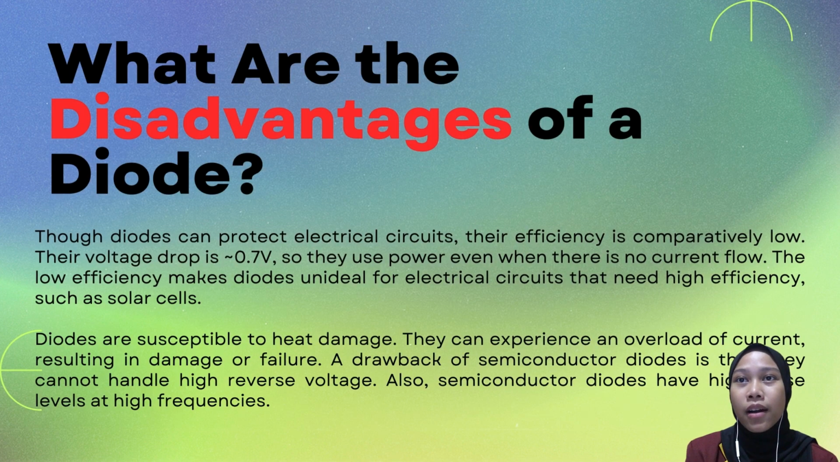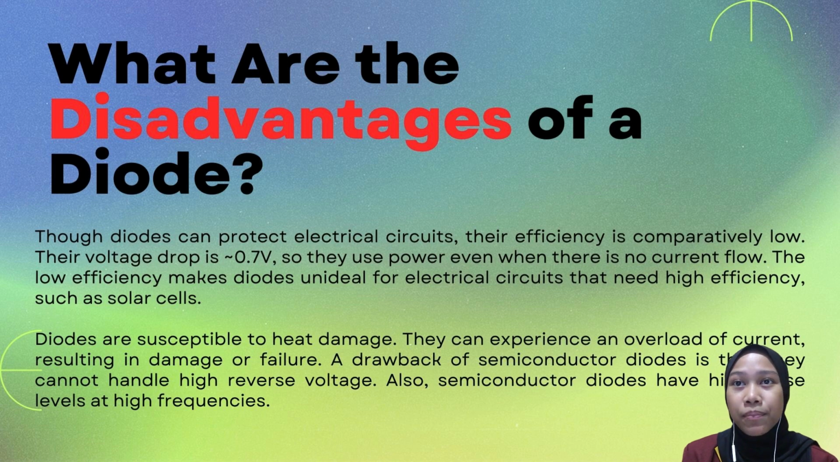So, there are disadvantages of a diode. Though diodes can protect electrical circuits, their efficiency is comparatively low. Their voltage drop is 0.7 volt, so they use power even when there is no current flow. The low efficiency makes diodes unideal for electrical circuits that need high efficiency, such as solar cells.